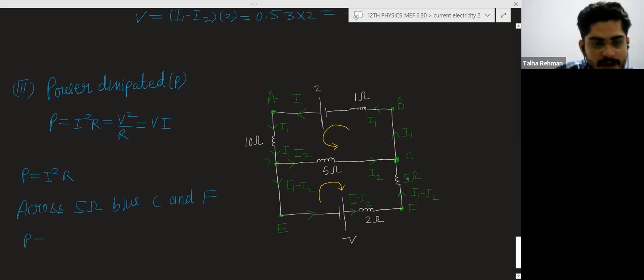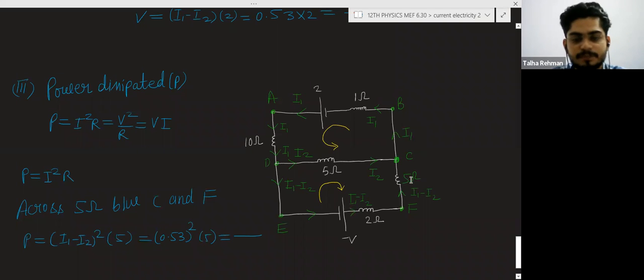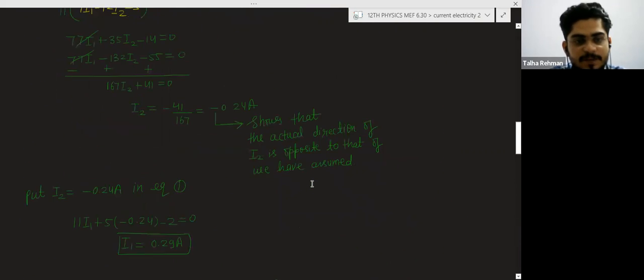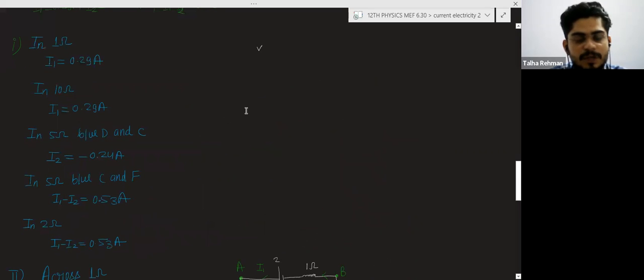So what is the power? I square. What is I here? I1 minus I2 square into resistance R. R is 5 ohm. So this will become 0.53 square into 5, and I think you can calculate this by yourself. So this is the third part. First complete this third part, then I will solve the fourth and fifth part. Okay, please just complete this first. All of you just complete this.